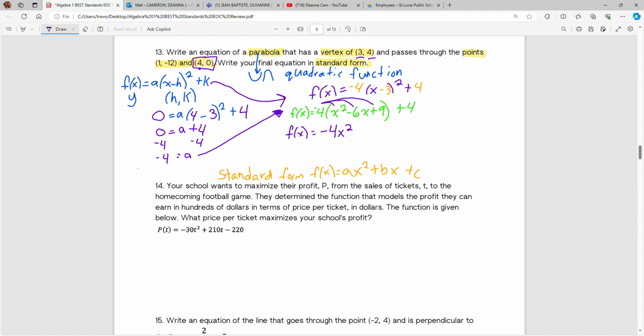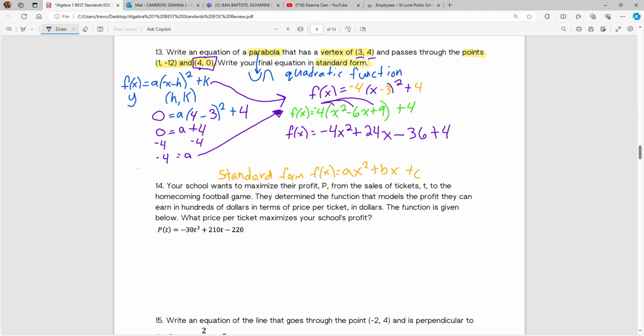Negative times negative turns positive. 4 times 6, 24. And carry the x over with that. And then negative 4 times negative 9, and negative times a positive is a negative. And 4 times 9 is 36. And then bring down my plus 4 from the ends. And we are almost in standard form.